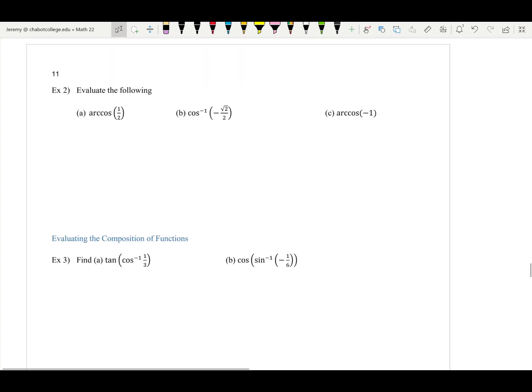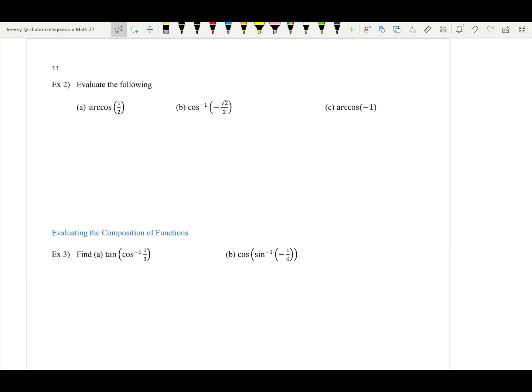So let's try example 2. We've got a couple problems here. Let's start with arc cosine of 1/2. So I'm going to use the same strategy. Let's let theta equal arc cosine of 1 over 2. Right, so then cosine of theta is going to be equal to 1/2. And note, it's very important, this angle theta that we're looking for is going to be somewhere between 0 and pi.